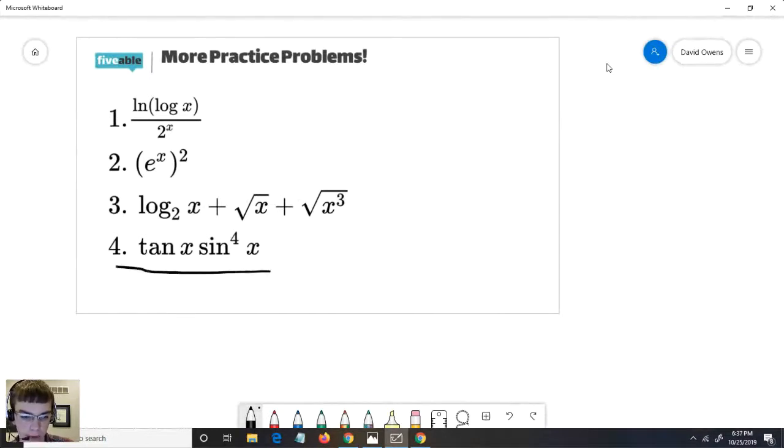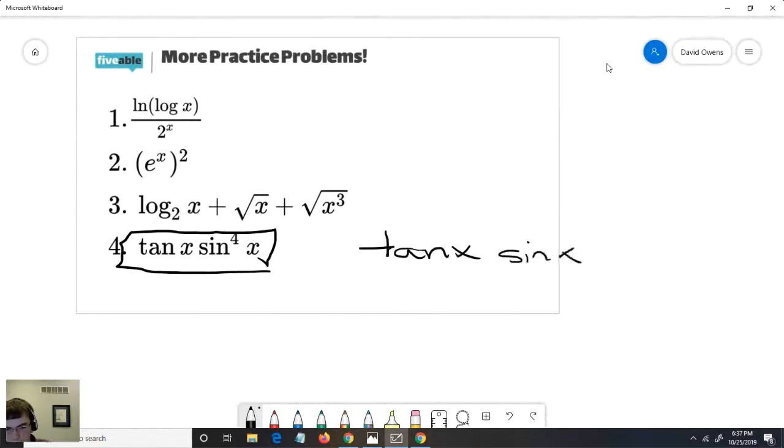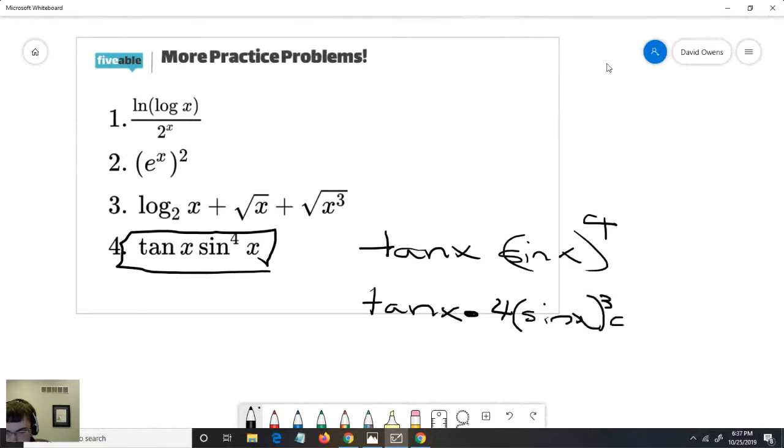All right, so moving on to my final practice problem of the night, tangent x times sine to the 4th of x. So this once again is another combination of a chain and a product rule. So if we rewrite this to make that more apparent, we've got tan x times sine x to the 4th power. So we're going to have the first times the derivative of the second. So keep this intact, times the derivative of that.